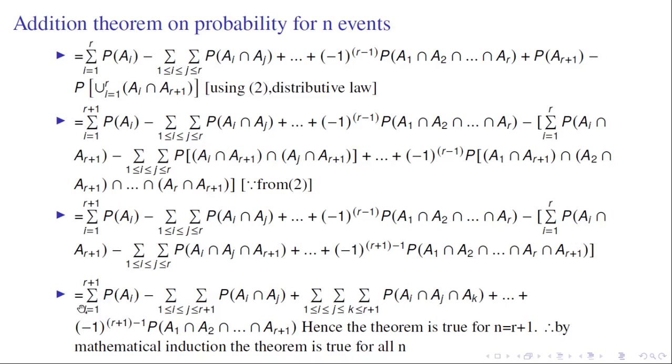Now i equal to 1 to r plus 1, first term. This is up to r plus 1 terms. Look here, we have up to this r plus 1 terms, r plus 1 terms, second term. This is r plus 1 terms, three terms, minus the last term is up to r plus 1 intersection terms. So this theorem is true for r plus 1. Hence the theorem is true for n equal to r plus 1 by mathematical induction. The theorem is true for all n events.